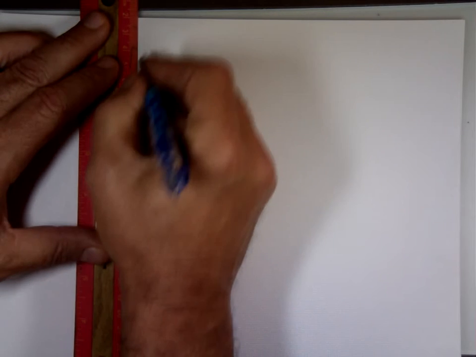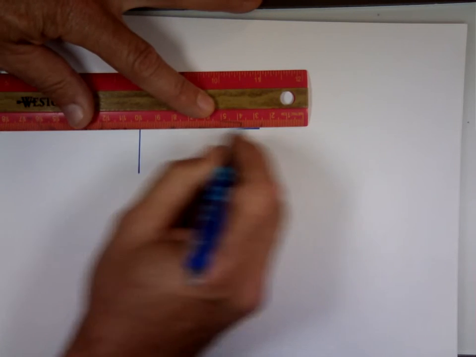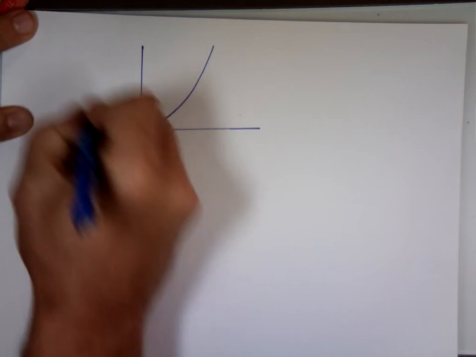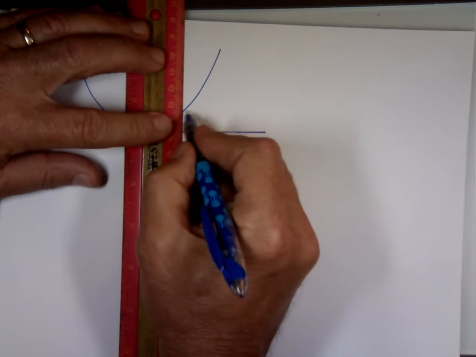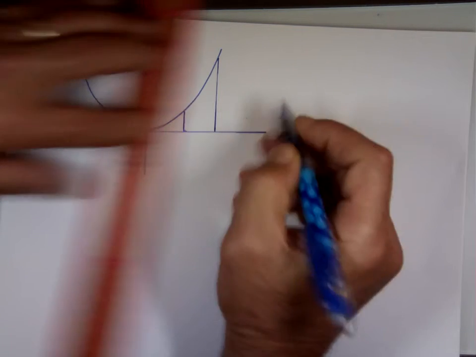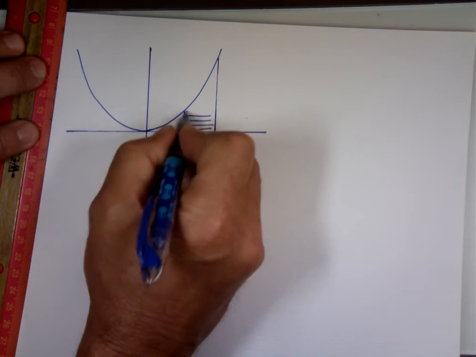The exact answer, if you want it, let's say I want to find it from 1 to 2. I want to find that area again. This is the 1. This is the 2. I want to find this area without using Riemann sum.